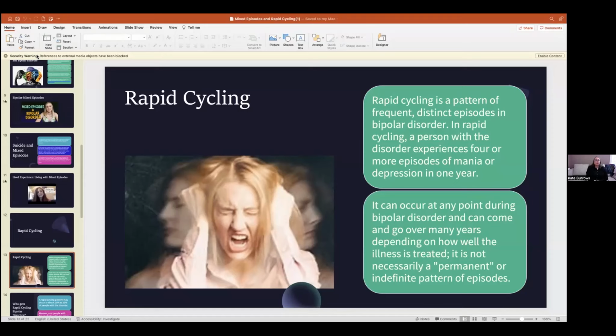What this could look like is 4 depressive episodes in a row, like you have depression for 6 weeks and then you recover, and then you have another episode of depression for 6 weeks, and then you recover. If you do that 4 times in a year, that would be considered rapid cycling. Or the opposite, if you were having a manic episode and then a depressive episode and then a depressive episode and then a manic episode, that would be rapid cycling.